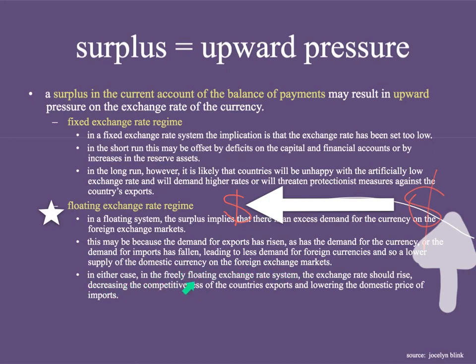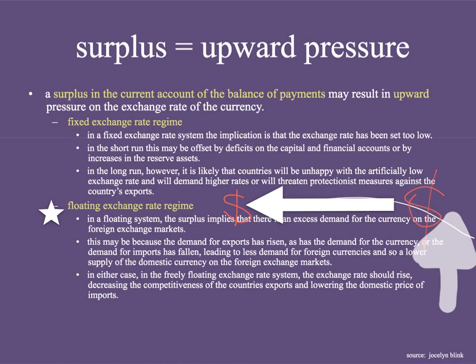In either case, in the freely floating exchange rate system, the exchange rate should rise, decreasing the competitiveness of the country's exports and lowering the domestic price of imports. And in the end, my friends, it all balances out. This is all about balance, balance, balance, one canceling out the other. All right, so that's floating exchange rate.